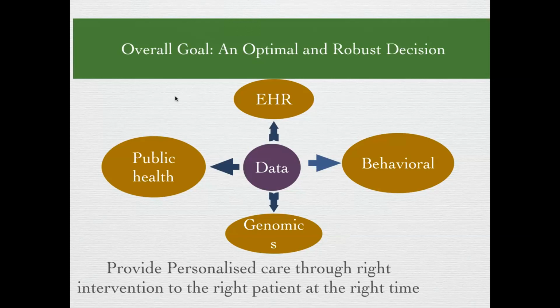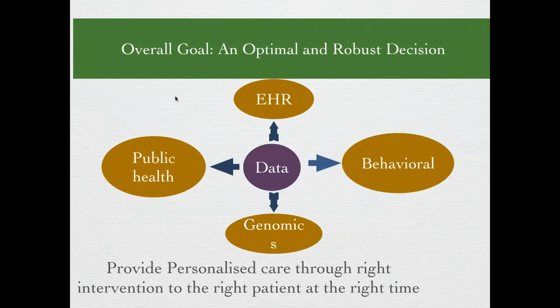So moving ahead, the overall goal of data-driven decision making is to provide personalized care through the right intervention to the right patient at the right time. The quality of data plays a key role for the decision models. A lot of variety of data is floating all around the world, like EHR data, genomics data, behavioral data, and public health data. And the most important thing is that every data has its unique challenges.